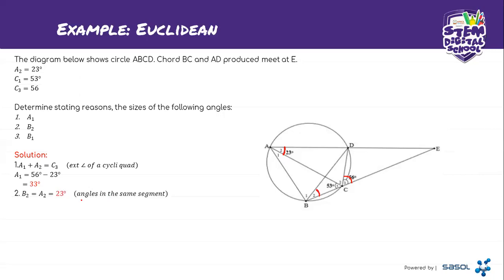What is the reason? Angle in the same segment, right? So if you don't want to give that reason, you can say arc CD subtends equal angles, or you can say chord CD subtends equal angles. So either one is also fine. Then we have just determined that angle B2 is 23 degrees.